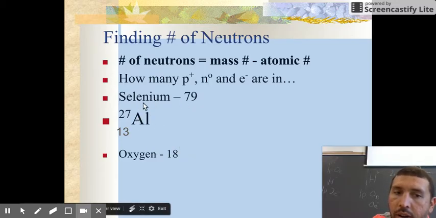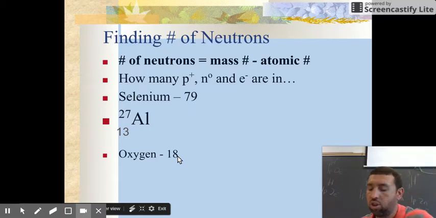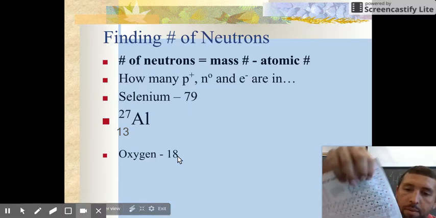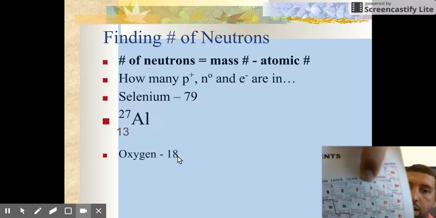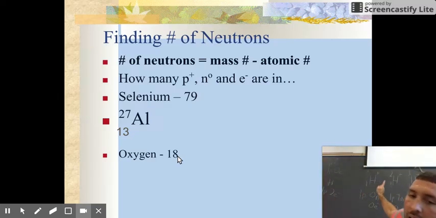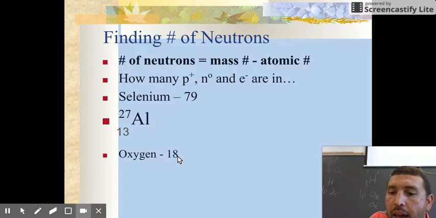But I have selenium 79, which is written in the hyphen notation, how many protons, how many neutrons, and how many electrons are there. If I have aluminum 27, which is written in the nuclear symbol form or the chemical symbol form, how many protons, neutrons, electrons does this have? If I have oxygen 18, how many protons, neutrons, electrons do I have? Now again, off the periodic table, you will notice the oxygen here has a different atomic mass than your periodic table because these are different forms, they're different isotopes of the same element.